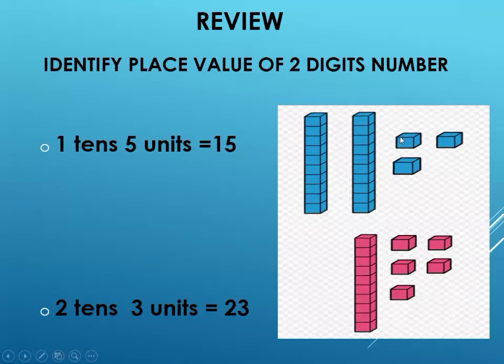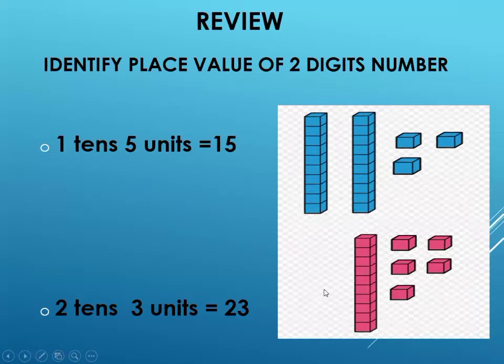First we count how many unit blocks there are. There are 5 unit blocks: 1, 2, 3, 4, 5. So we write here 5 units. And this rod shows a block of tens, because this block of 10 is made with 10 small blocks.